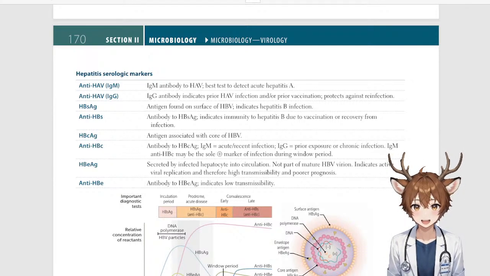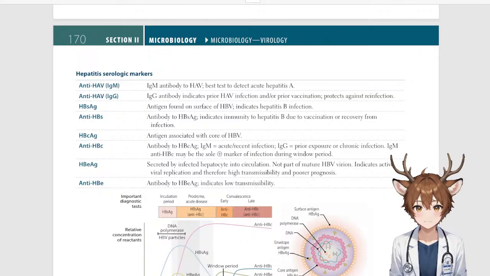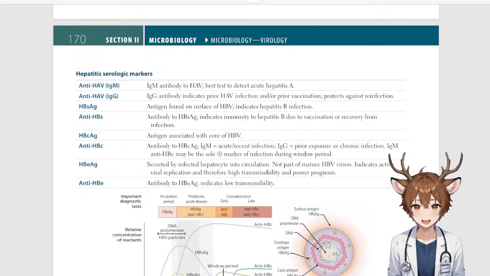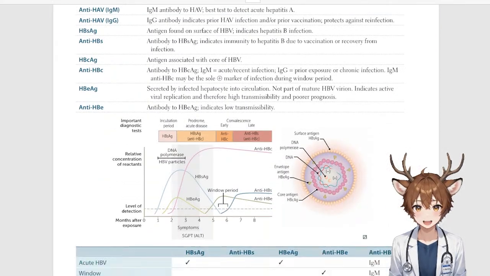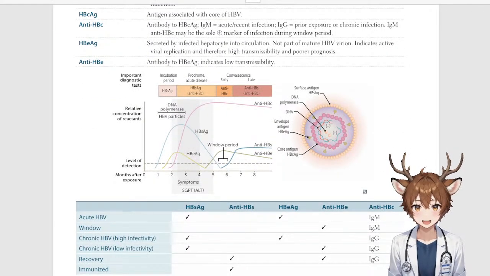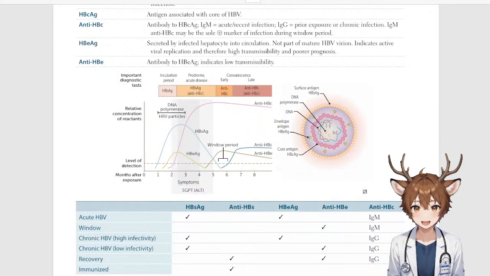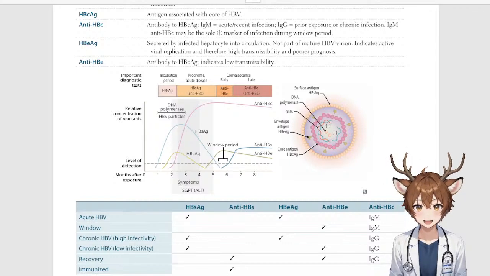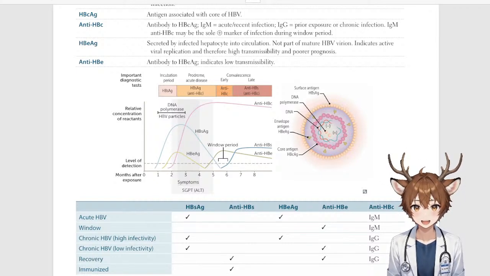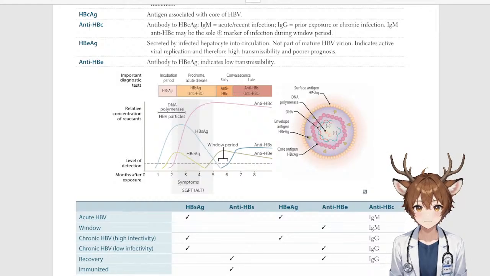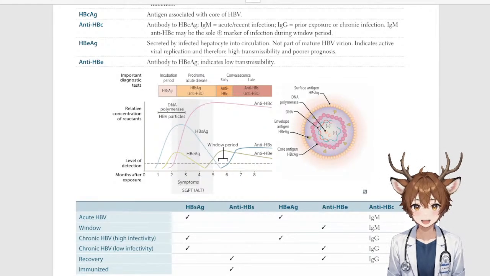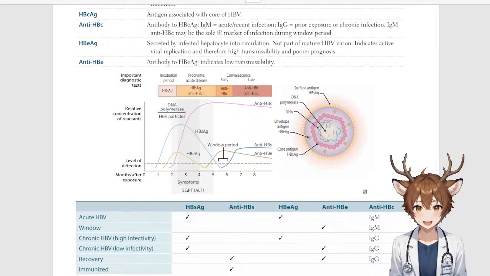Anti-HBe, antibody to HBe antigen indicates low transmissibility. There's a little chart right there for you to see how these things line up. So you can see if you have XYZ thing, you can tell if it's incubation period, acute infection, window period, recovery period, chronic infection. Chronic infection, you have the surface antigen present, the core antigen present, the core antibody is present, I should say, and the E antigen is present, and that tells you there's a chronic infection where there's a high infectivity.